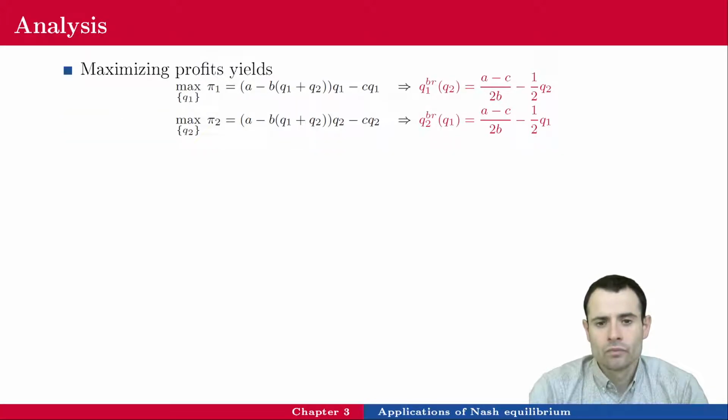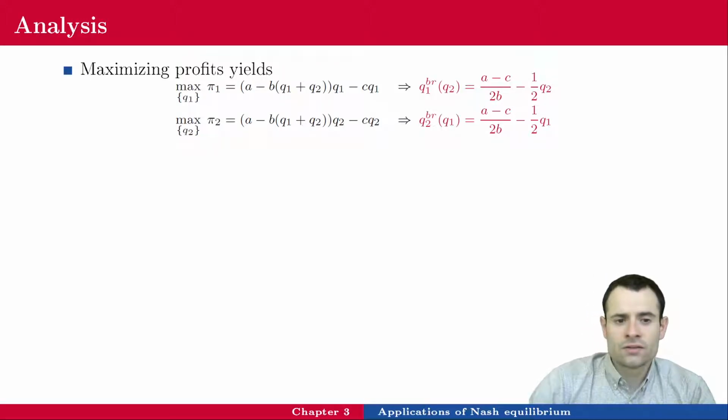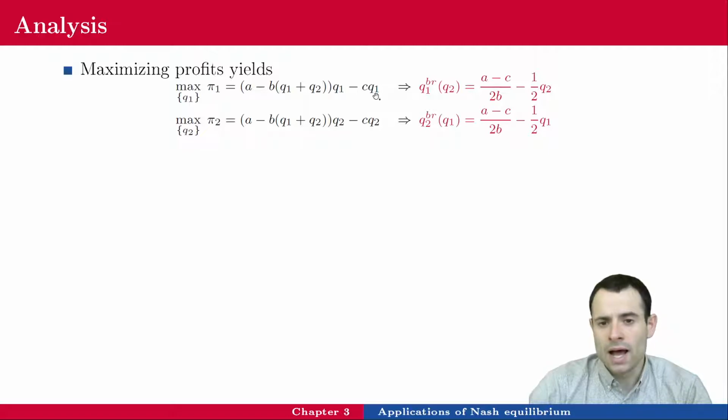So let's plug some numbers. Note here that for the marginal cost, I remove the subscript i to make the math easy. So the marginal cost is the same for both firms, and that will simplify the results. If you maximize the profit of firm 1 with respect to q1, you get that the best response of firm 1 to any quantity that firm 2 is going to decide is equal to (a minus c) over 2b minus 1/2 q2.